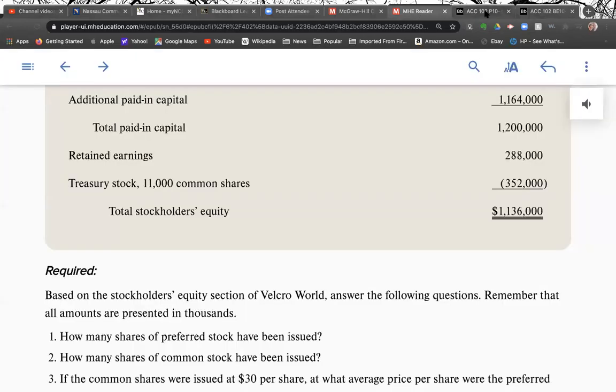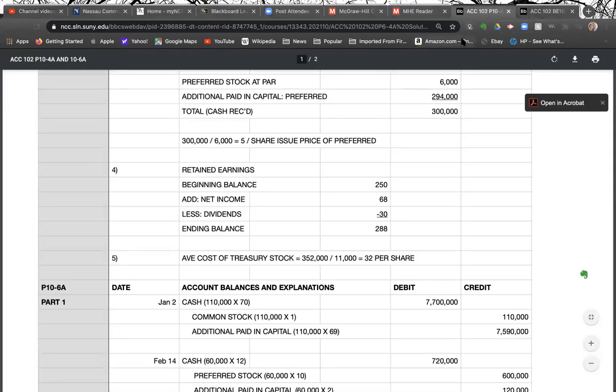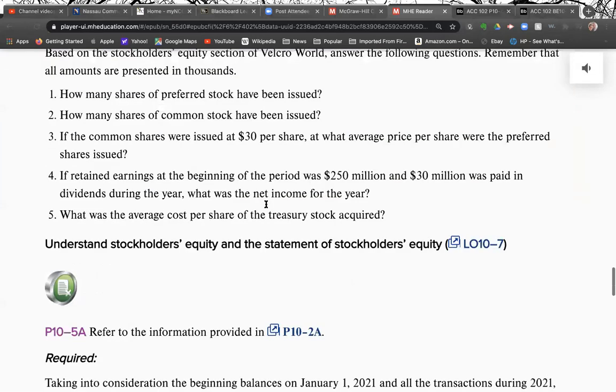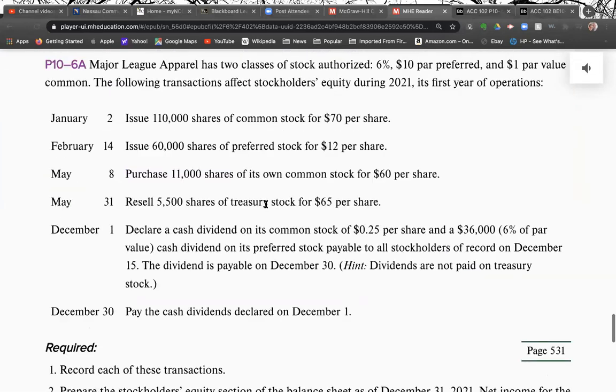Right? And then there's another problem here, it looks like. 10-6A. Let's take a look at that. Okay. Now, this doesn't look like much, right? I only see a few transactions there, but these problems can be challenging, and part of the problem is you need to keep track of the shares, because sooner or later what happens is they lure you in, and you can do the entries, and then they say, let's have a dividend.